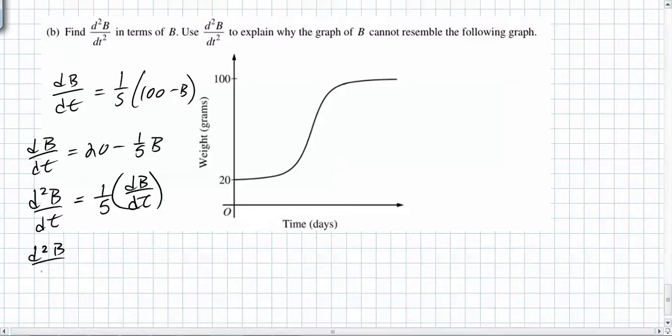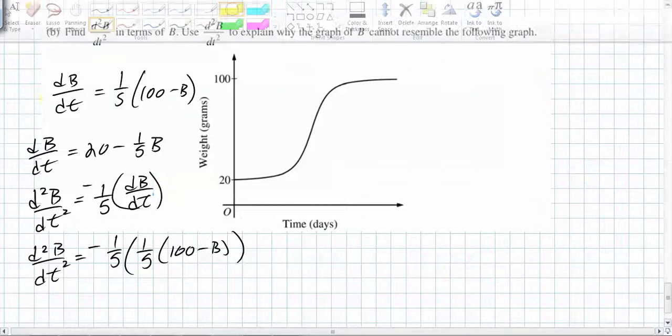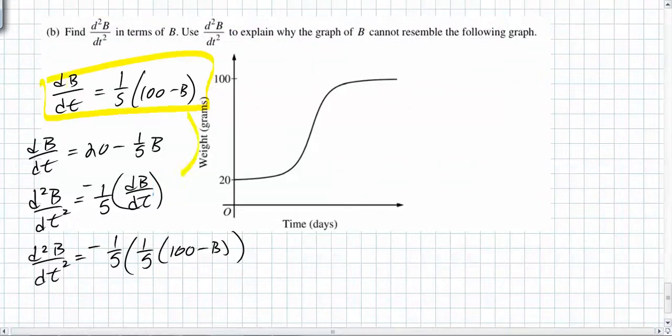So d squared B over dt squared, the second derivative in terms of time. Sorry, thank you. So what is it? It's negative, right? So you end up with negative 1/5 times (100 minus B). Well, we will, I'm doing the substitution first. I haven't gotten to that yet.